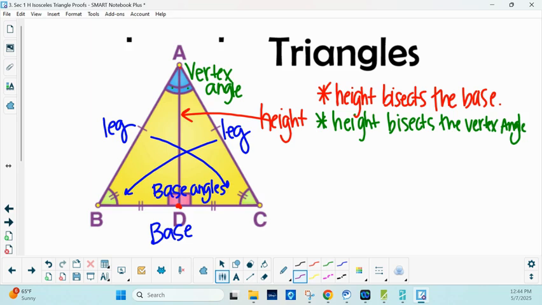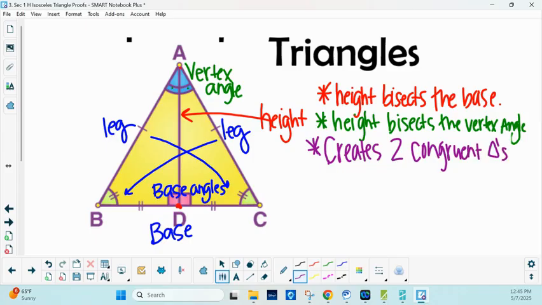Notice how that height splits the triangle directly in half and creates two smaller triangles. Guess what's true about those triangles? They are the same. So it also creates two congruent triangles in the isosceles. So it will split it into two equal triangles. That's the cool thing what the height does.